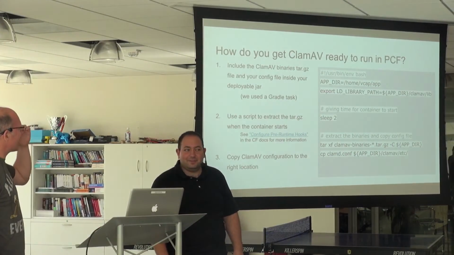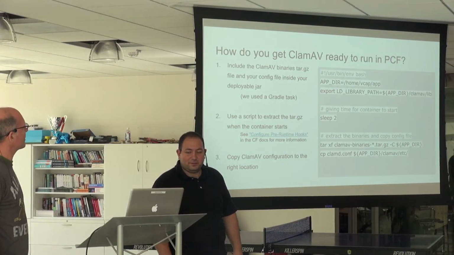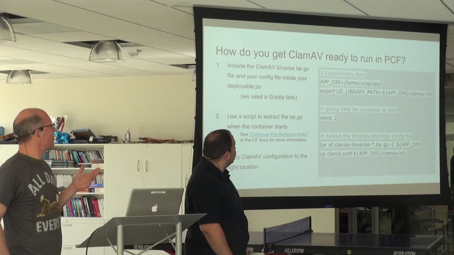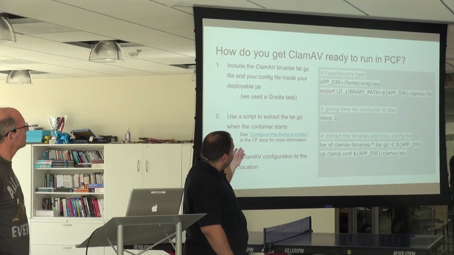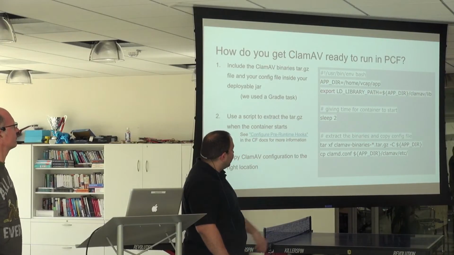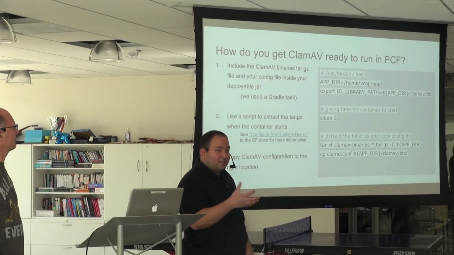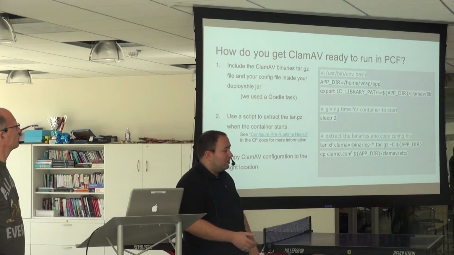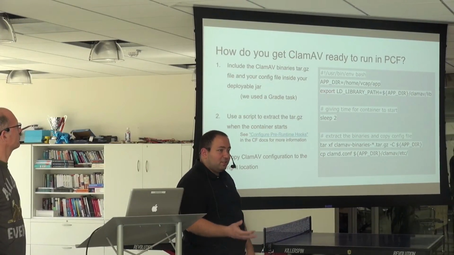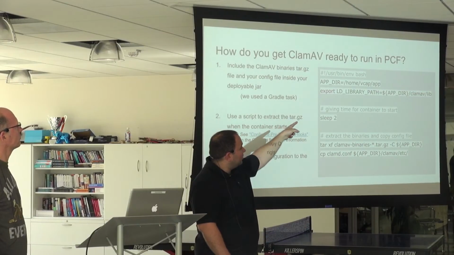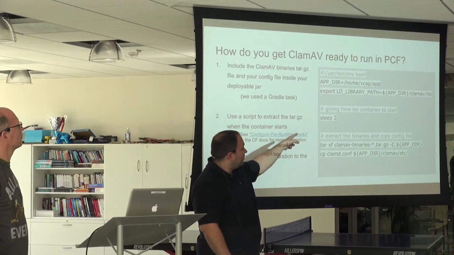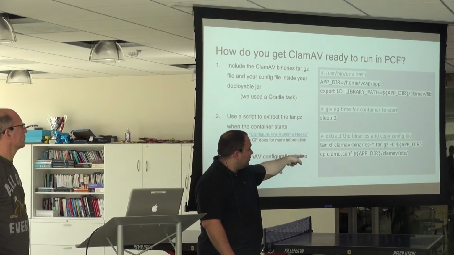Very good. So how do you get ClamAV ready to run in PCF? Well, first of all, we need to include the ClamAV binaries in your config file inside your deployable jar. Then you use a script inside your jar that, when the container starts up, will extract the tar file. That's usually a .profile.d directory at the top level of your built jar, and it contains scripts. Cloud Foundry executes those scripts when the container boots up. On the right here, that's the script. It says that's my app directory. We had to load some libraries for ClamAV, wait for the container to start up, and then untar it and copy over our config file.